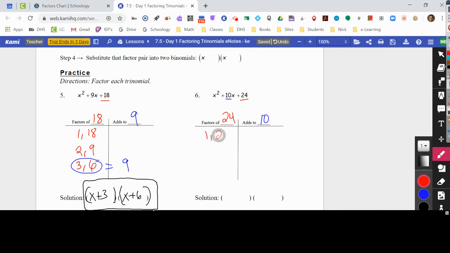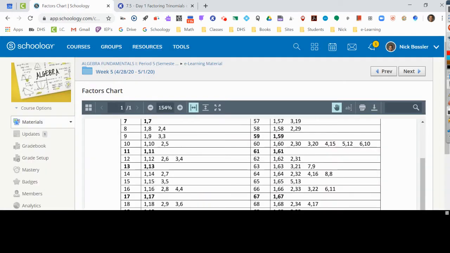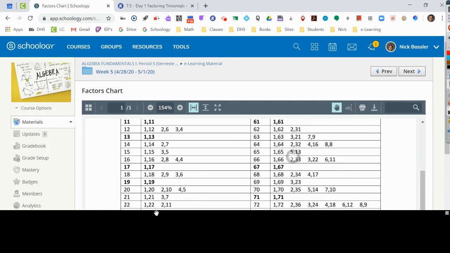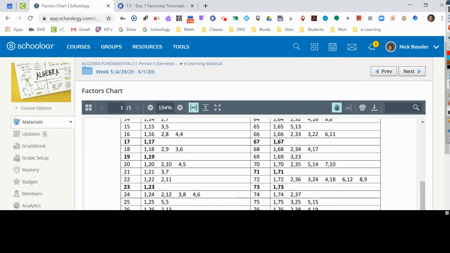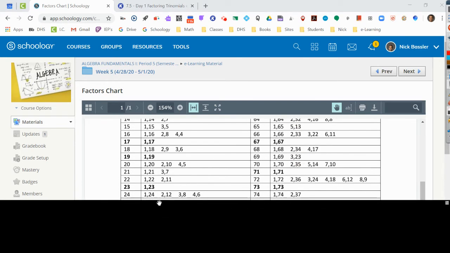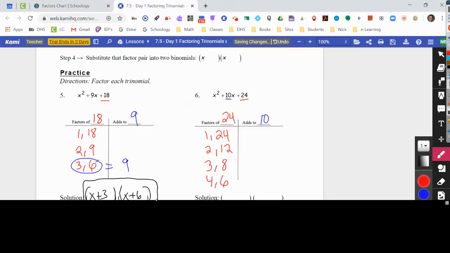So we have 1 and 24. We have 2 times 12. We have 3 times 8. And we have 4 times 6. Again, if we didn't know our factors of 24, we reference this chart here. So those are the 4 pairs of factors.